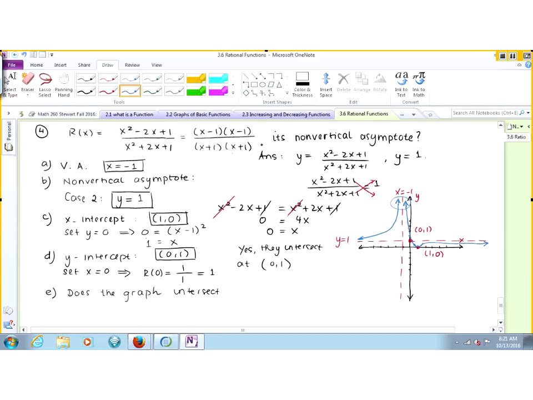Why is this high? Both? Because this is x plus 1 squared. So this is x minus 1 squared divided by x plus 1 squared. Is this odd or even? Even. So if it is even, they will start at the same place from both sides of the asymptotes.